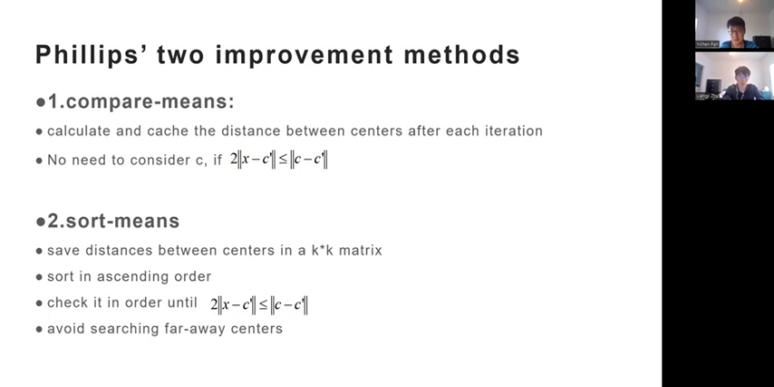The second one is sort means. Different from the first method, this one saves the distances between centers in a k by k matrix and sorts each row. We can search centers in increasing order until the inequality is satisfied. This avoids searching faraway centers, but sorting will generate additional overhead.